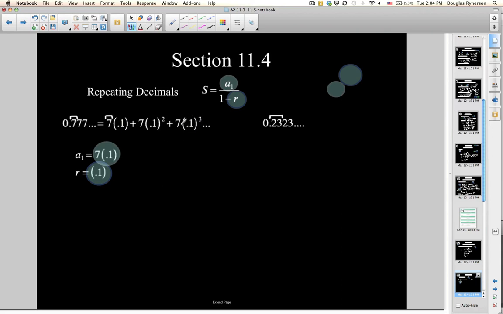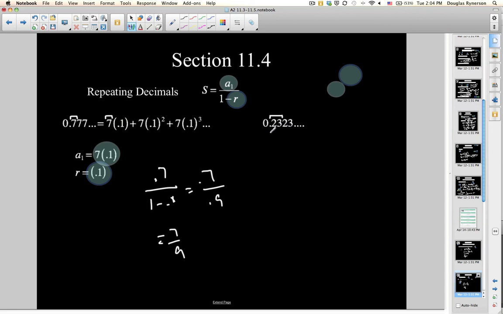And this then fits the pattern of a geometric sequence, okay, or a geometric series. So in this case, I can see that what's my first term? It's 7 times 0.1, or 0.7. And I know that my common ratio is 0.1. And if I go ahead and plug those values in, I have 0.7 over 1 minus 0.1, which gives me 0.7 over 0.9, which is equal to 7/9.